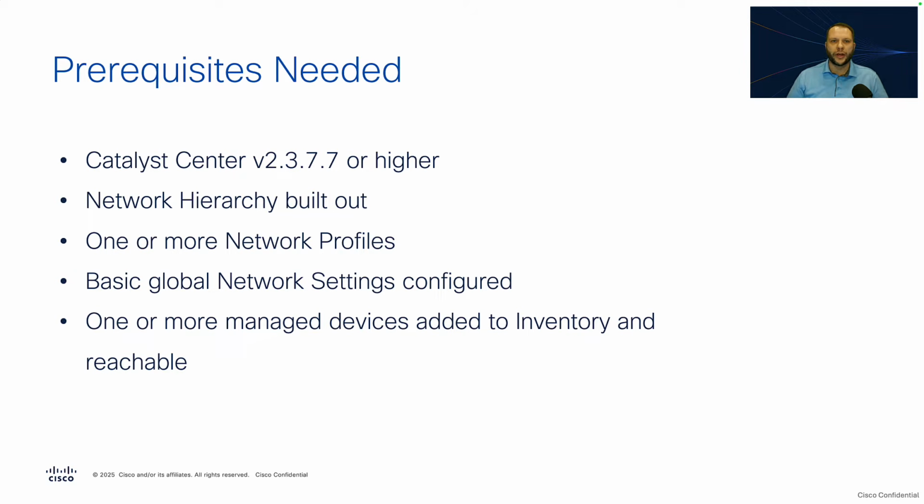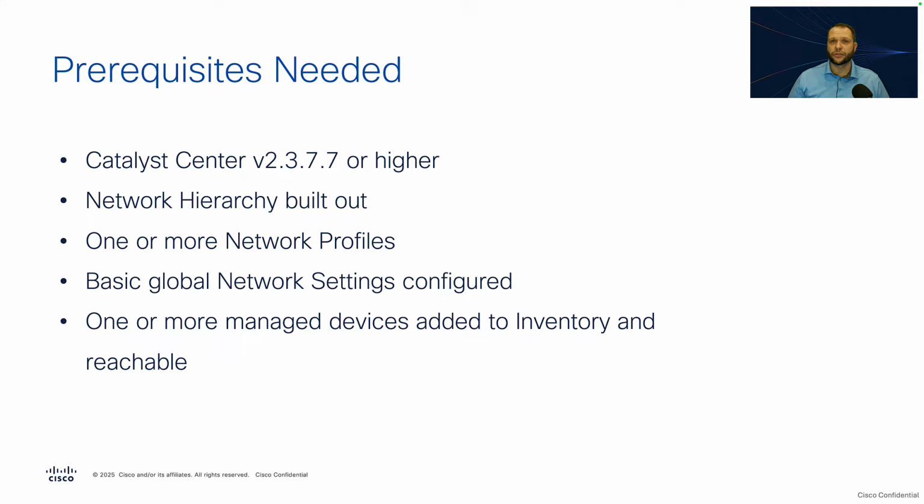Alright, we'll get on to the demo here in just a minute, but first let's talk about what the prerequisites are. For this demonstration, we're going to be using Catalyst Center version 2.3.7.9, which is the current recommended release, but the same configurations and processes should be identical in version 2.3.7.7 or higher. Next, you'll need a network hierarchy built out because we'll need at least some sites to be able to mess around with network profiles and network settings.